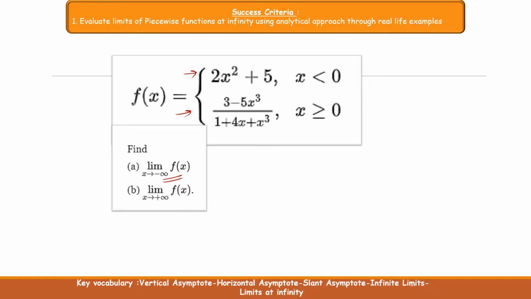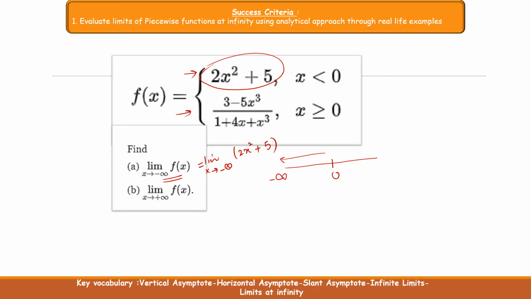Okay, limit as x approaches negative infinity. If we look here, this is the zero, right? So all the numbers going over here, on the left hand side, are reaching negative infinity. For that reason, we will take this equation. So I am writing here: limit as x approaches negative infinity of 2x squared plus 5.